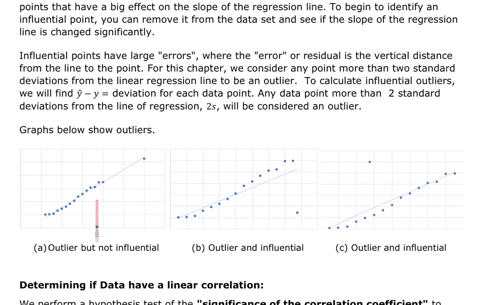So here is an outlier, but it's not influential because you can see it's almost right on the line. Yes, it is way over here, but it's not going to be an outlier that we concern ourselves with because it's not influencing this line.